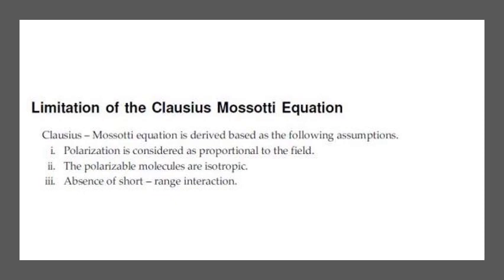Actually, the CM relation is derived based on the following assumptions. The polarization is considered proportional to the field, P is proportional to E. But many times it is observed that the polarization is not proportional to E. As is clear from our discussion, the CM relation is valid only when P is proportional to E. It is not valid where P is not proportional to E, for non-linear behavior.